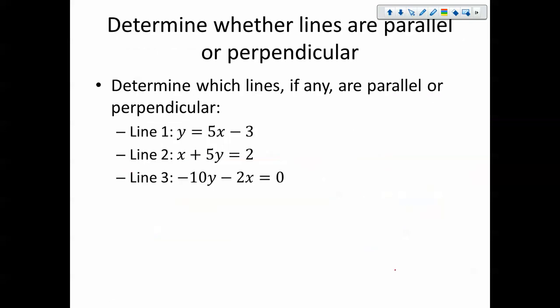Okay. All right, next example here. Determine whether lines are parallel or perpendicular. So we are given 3 lines here, and we want to determine which lines, if any of them, are parallel or perpendicular. So we need to look at slopes. Slopes are the thing that determines if they're parallel or perpendicular. Remember, parallel means same slope, and perpendicular is the negative reciprocal.